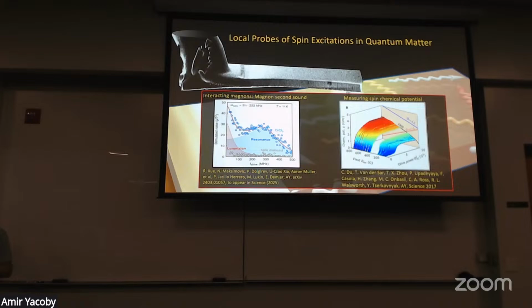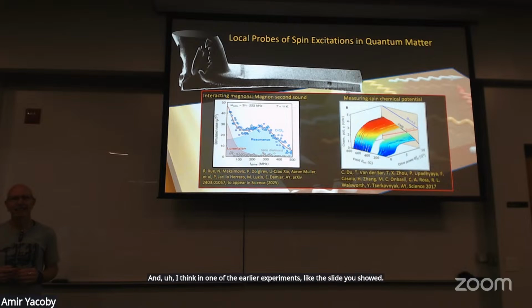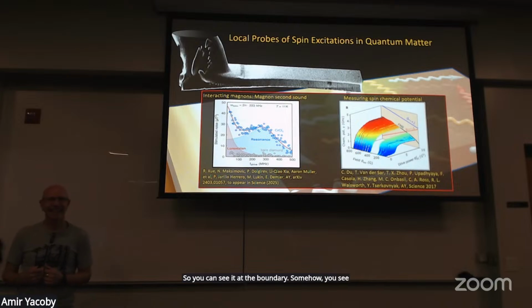So I think you showed this 2D sheet of magnets. They don't produce any magnetic field. And I think in one of the earlier experiments, like the slide you showed, the 2D flakes, actually the ND imaging, you can see the magnetization of the 2D. So you can see it at the boundary. Somehow you see inside the bulk, you can see some variations.